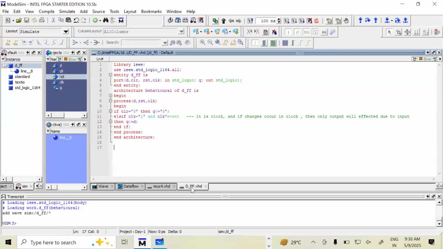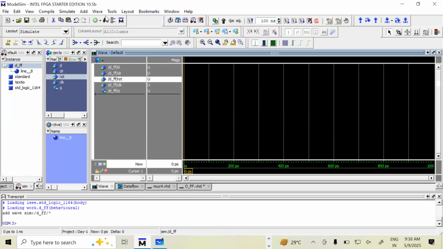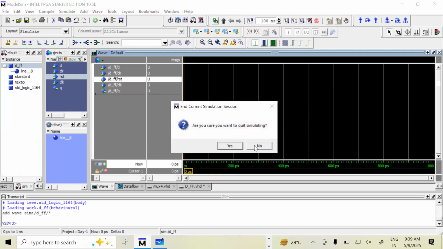We must not have RST, so I have to remove RST. RST we are not using. So we should remove RST here. In simulation, you have to end the simulation, since RST will be useless here. It is not included in the event portion also.